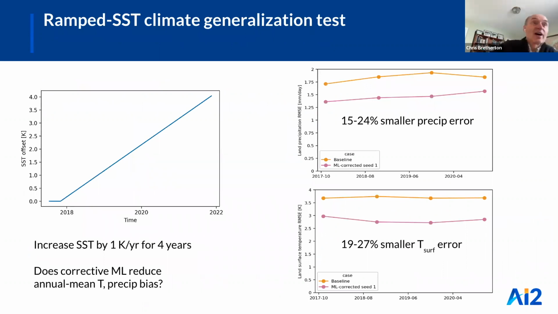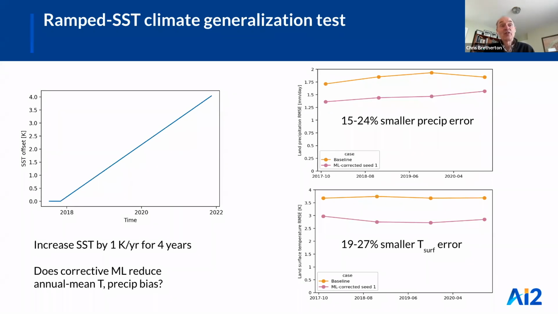And we can do an out-of-sample test similar to one that I think Mike and others have done in past work, where we look at intermediate climates. So we can, for instance, take our 25-kilometer model and gradually ramp up the sea surface temperature from present day by 1 degree per year for 4 years.